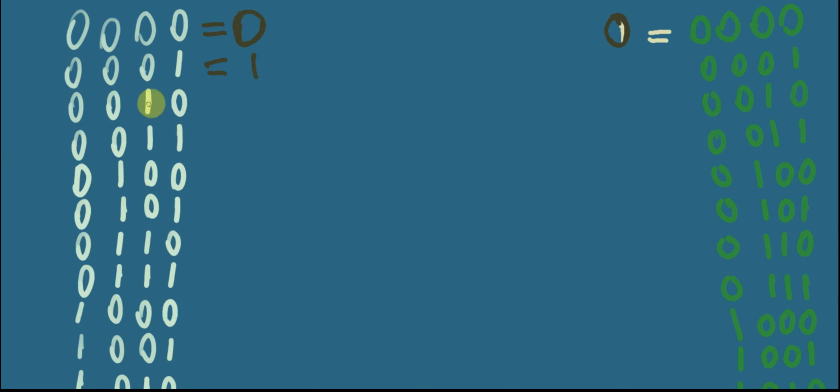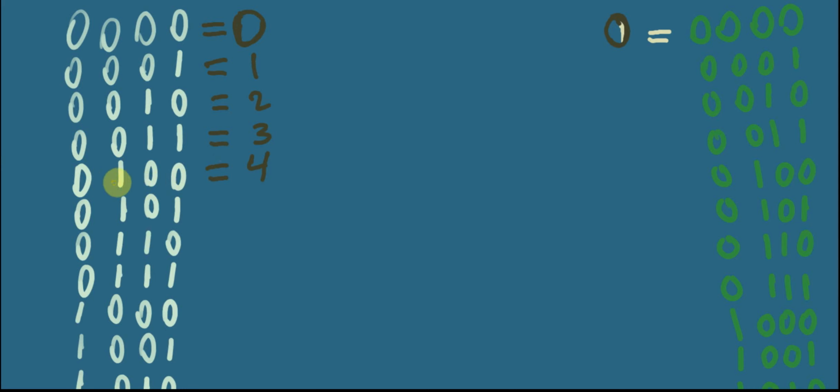0010, that's equal to two. 0011, that's equal to three. 0100, that's equal to four. Notice this is 0011, equal to three. Here we have 0100, which is equal to four.